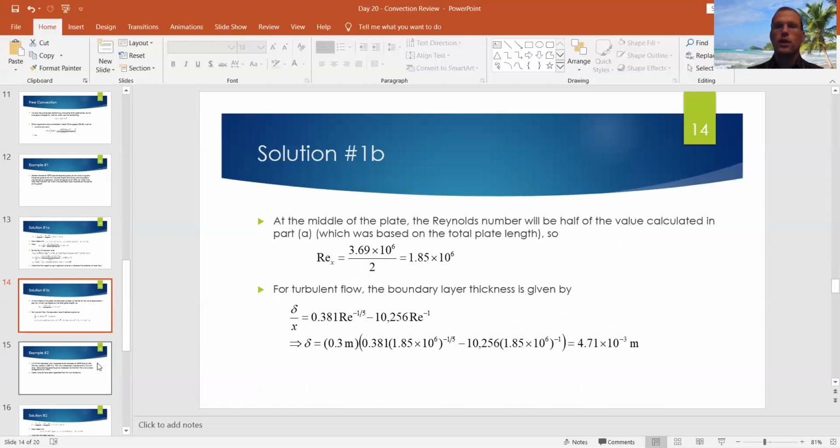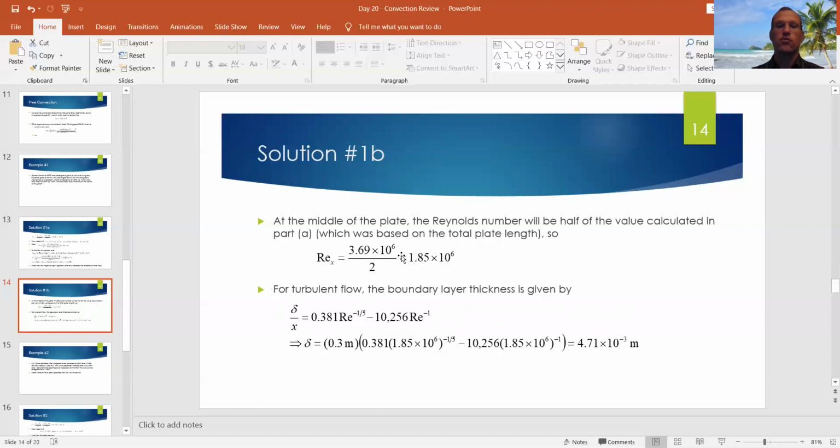Part B wants to know the boundary layer thickness at the middle of the plate. So a very important distinction here: at the middle of the plate. The boundary layer thickness depends on my value of x. It also depends on the Reynolds number, but that Reynolds number also depends on the value of x. So if I'm at the middle of the plate, my length is half of what it was before, meaning my Reynolds number is half of what it was before.